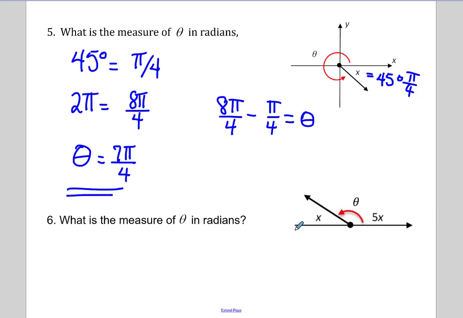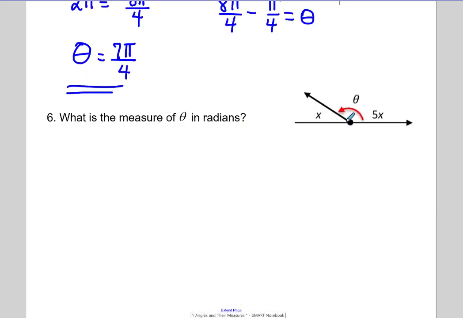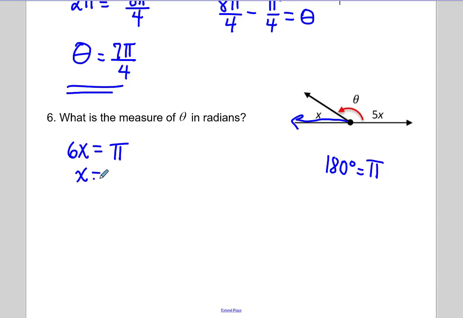And then similarly, on example 6, all the way to the other side of the x-axis over here is 180 degrees. But 180 degrees in radians is pi. We know 180 is equivalent to pi radian. So if 5x plus x, if 6x equals pi, then x is pi over 6. So theta would be 5 times pi over 6, or 5 pi over 6.